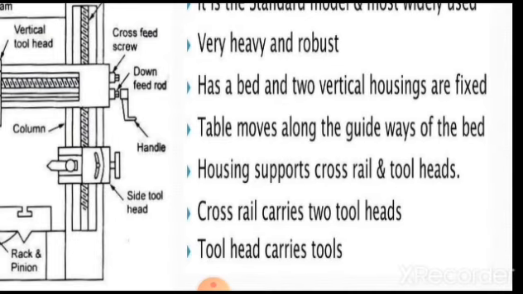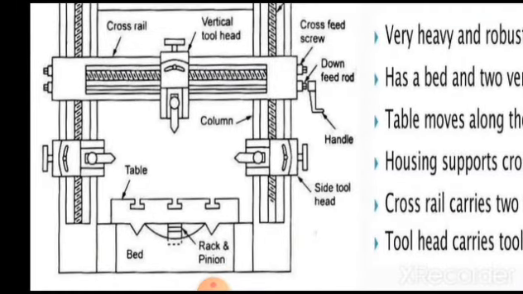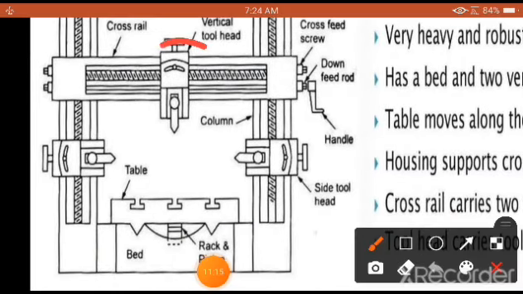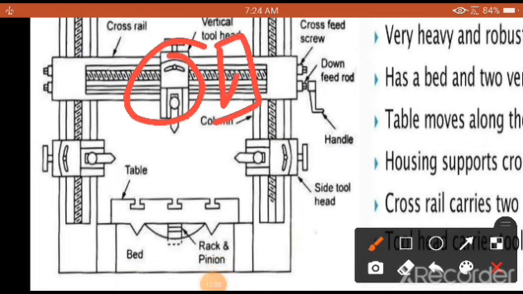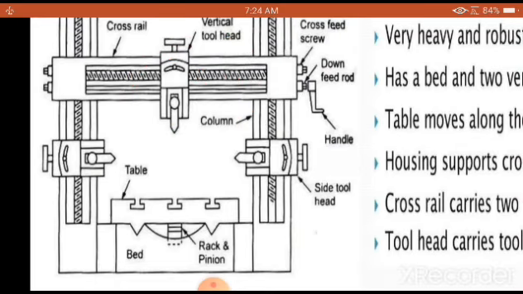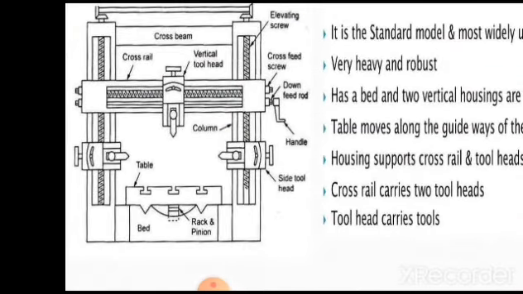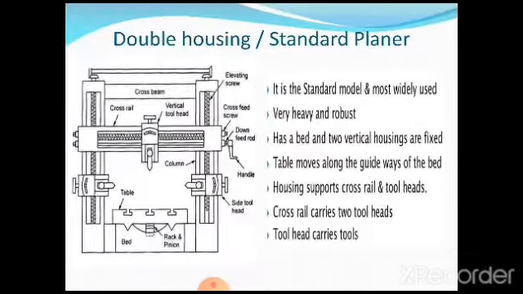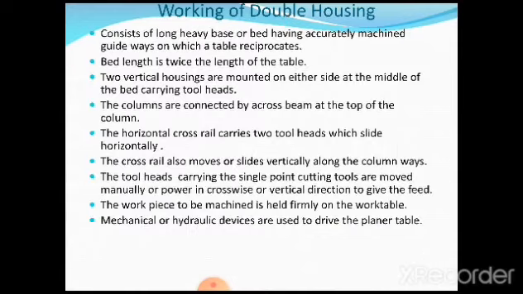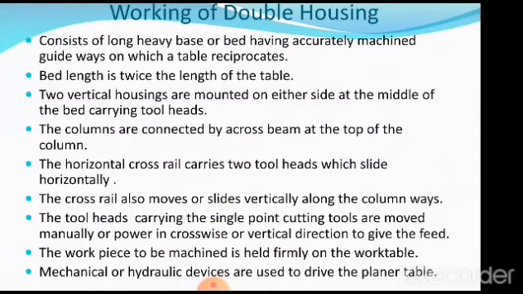Actually, in the figure we have shown only one. In reality, there will be one more tool head. So in total you will have around 4 tool heads, so that the operation can be done very quickly, especially for large workpieces. That is the main intention of the application of a standard planer. So let us understand again in detail the working of the double housing planer.